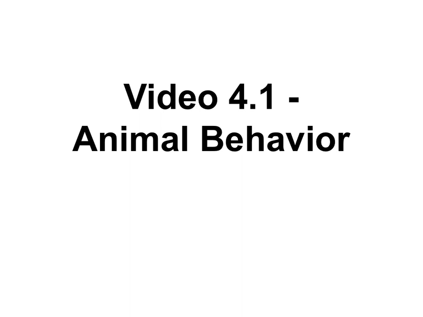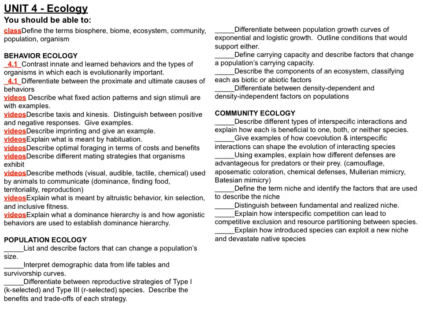This is our first video for our ecology unit. Ecology is defined as the study of how living things interact with each other and with their environment. If you think about it, behavior is right at the heart of this definition. This is video 4.1 on animal behavior. Animal behavior encompasses a lot. This video will cover these two objectives: contrasting innate and learned behaviors and proximate and ultimate causes of behaviors.